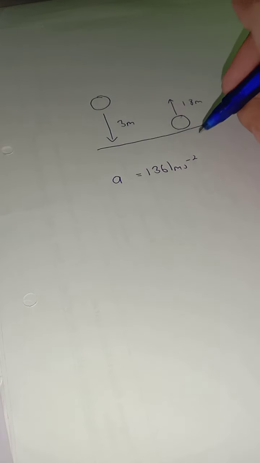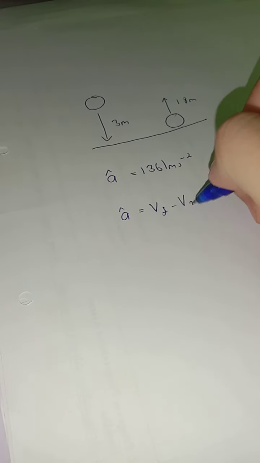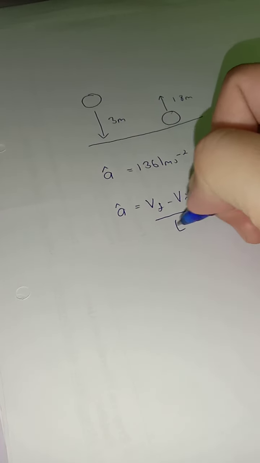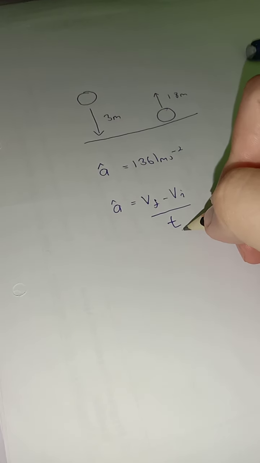Given that the acceleration of the ball when it hits the floor is 1361 m/s^2. This acceleration refers to the average acceleration. The formula for average acceleration is V final minus V initial over time. So this is the time that we need to find.